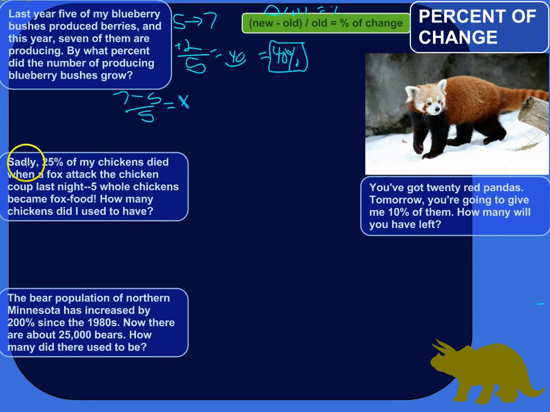All right. Okay. So sadly, 25% of my chickens died when a fox attacked the chicken coop last night. I need to edit that better. Wow, I was half asleep when I was writing this. Chicken coop last night. 5 whole chickens became fox food. How many chickens did I used to have?